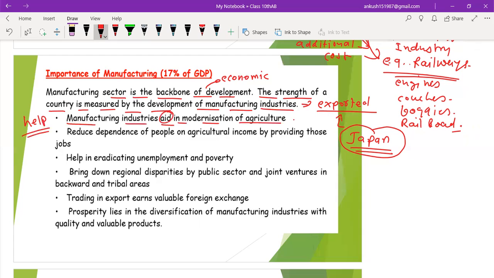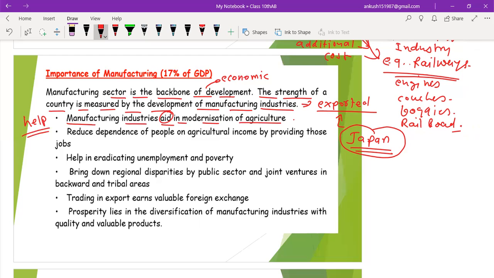Aid means help. So how do manufacturing industries modernize agricultural development? Actually, due to the manufacturing of various tools, various infrastructure for setting up the farms and agricultural products, that is provided by manufacturing industries.